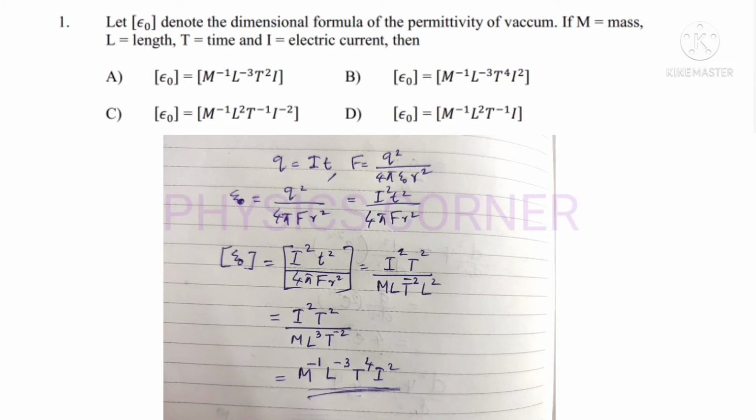Okay, so just write down this dimensional formula for all these quantities given in this equation. And 4 pi is a constant and it does not have any dimension. So we will get a final result as M raised to minus 1, L raised to minus 3, T raised to 4 into I square. It's given in option B. Clear? Okay.